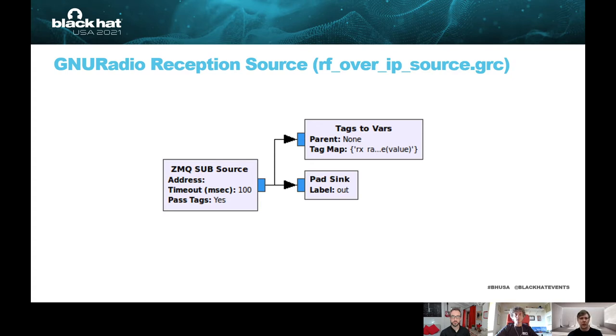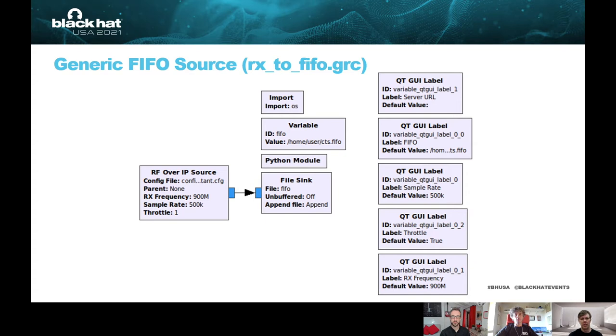To support external tools, we have this additional block, which will do what I just described in terms of the reception side, but further it will take the signal and output it to a generic Linux FIFO. As well as display to the user the server connection, the sample rate, and the tuned receive frequency. The user uses this RX to FIFO in order to make a connection to the server and stream data to the FIFO. Then they can further connect external tools to the FIFO, or they can copy data out of the FIFO, however they find best integrates with their tools.